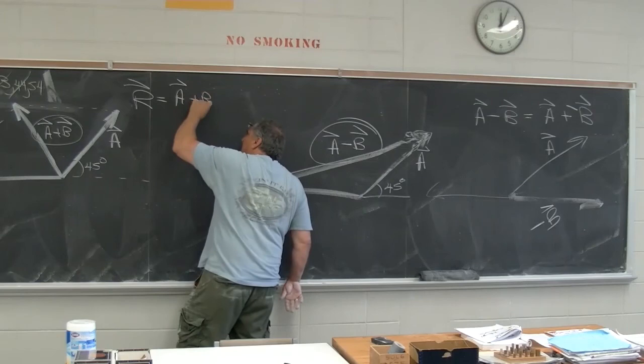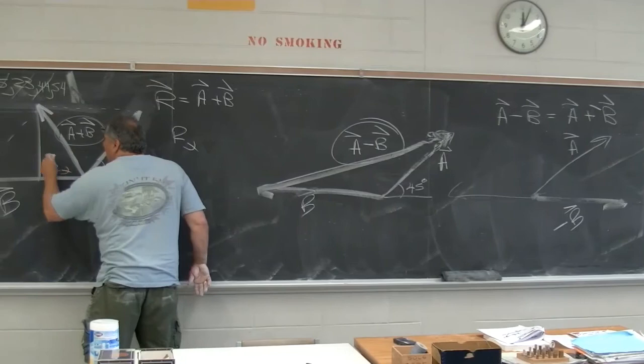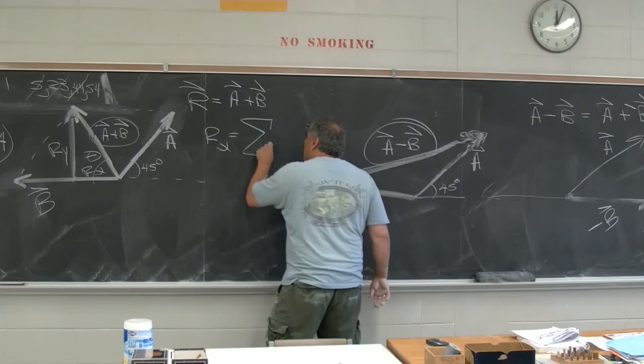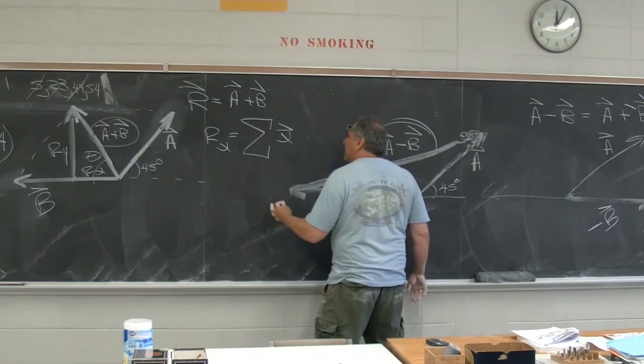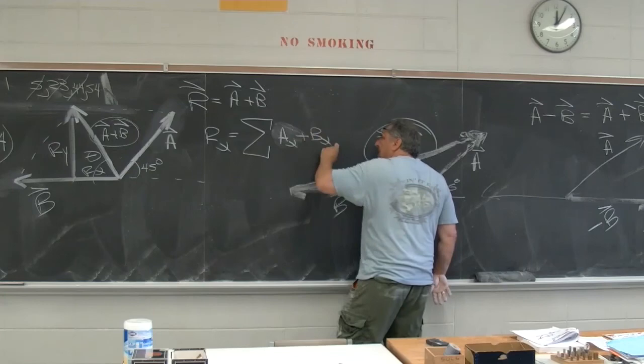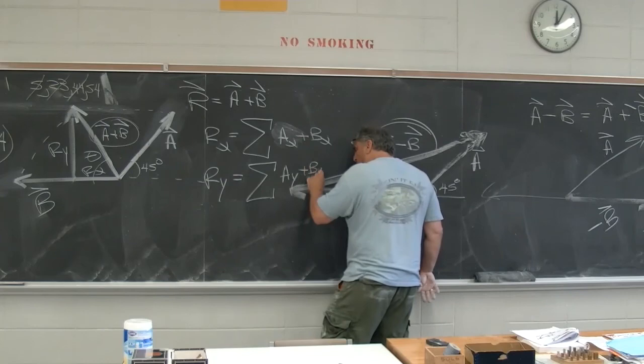And the way you find that is, you find the resultant in the x direction. That's this, R sub x. And there's a resultant in the y direction. That's R sub y. And then this would be theta right here. You would sum all the x components, all the x direction vectors. So you would sum the A sub x and the B sub x, and you'd get the R sub x. The same thing with the R sub y. You'd sum the A sub y and the B sub y and get this.